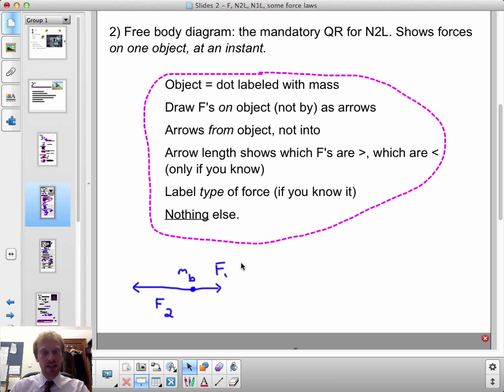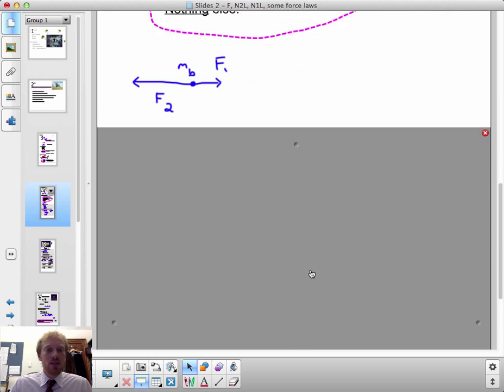However, in this problem, I don't think I specified what type of forces are acting, so I just called them F1 and F2. Use relative lengths of arrows to show if forces are greater or lesser in magnitude. And this is important. Don't include anything else. Do not put a number associated with what that force is. We're in the business of just asking the question, what forces are acting? And that's it. We'll deal with values and everything else later.